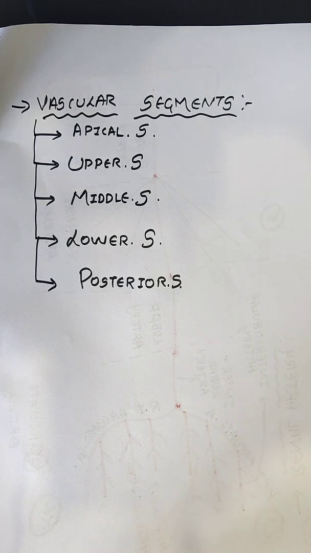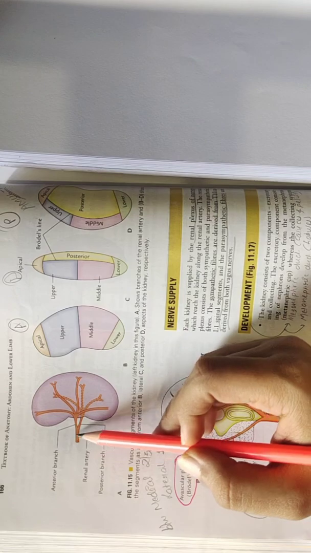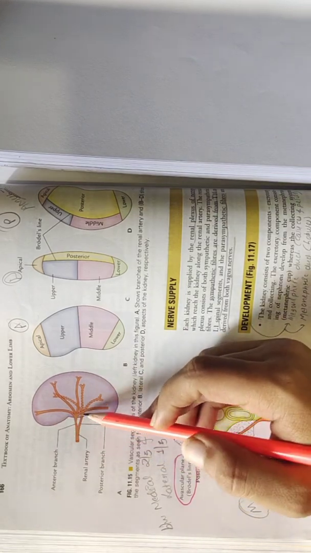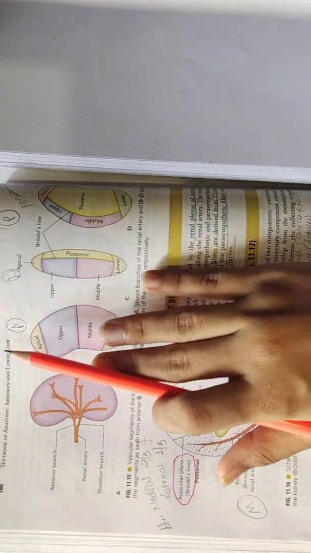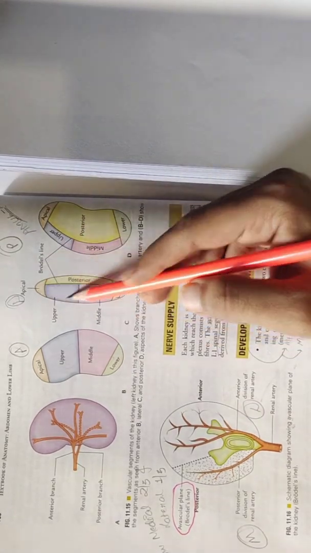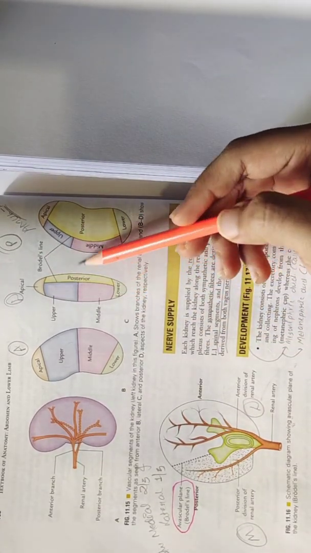We'll see this with the help of a representation diagram. As we can see in the diagram, the renal artery has anterior branches and posterior branches. Anterior branches are in the front, posterior branches supply the back of the kidney. As we can see in this diagram, the surface includes apical, upper, middle, lower. This is while seeing from different angles. So in this you can see apical, upper, middle, lower, posterior.